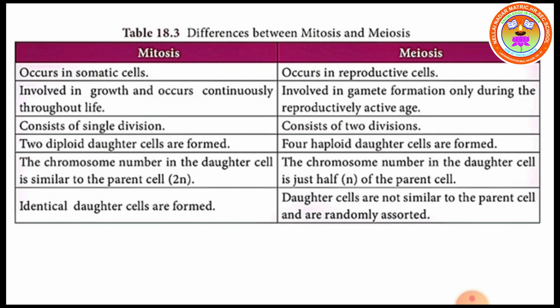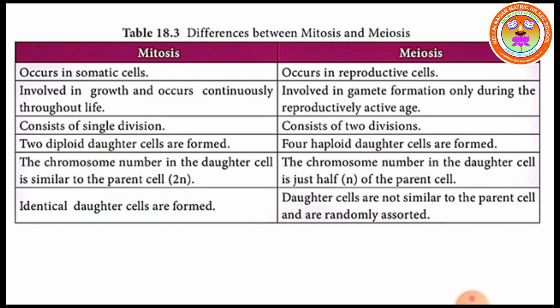And the most important difference between mitosis and meiosis is the number of chromosomes. In mitosis cell division, daughter cells are formed and they have the chromosome number like their parents. So the daughter cells are diploid in nature in mitosis, having a chromosome number similar to their parents. So parents are diploid, and at the end of mitosis, daughter cells are also diploid.